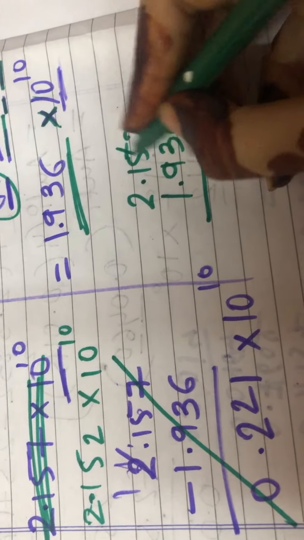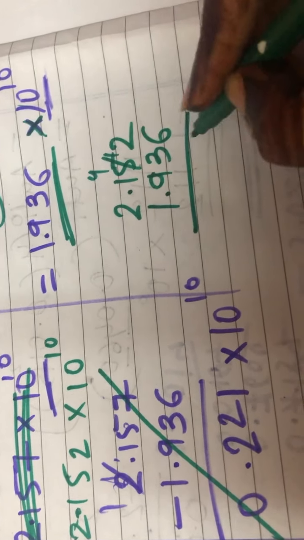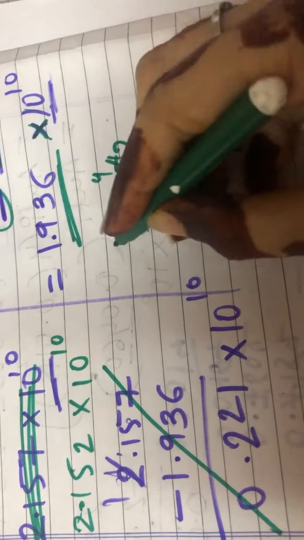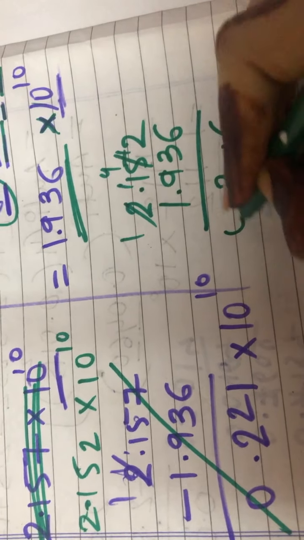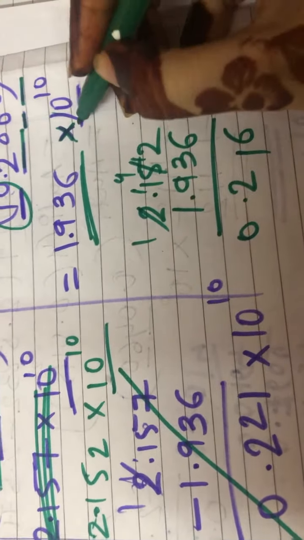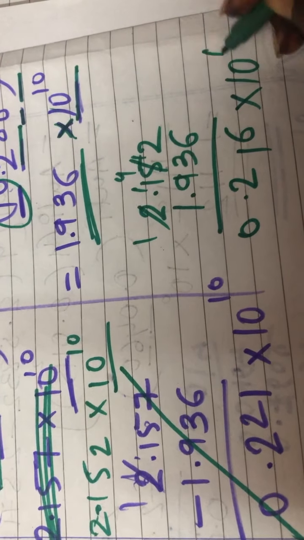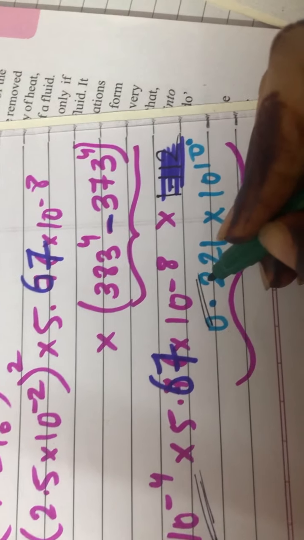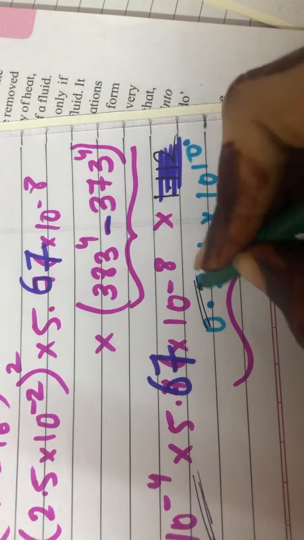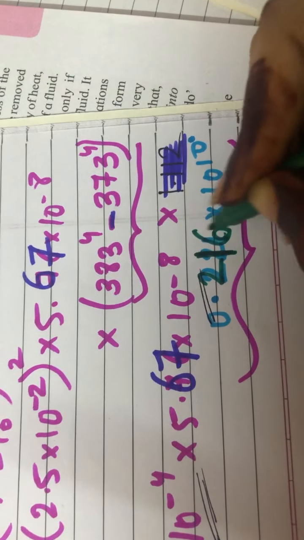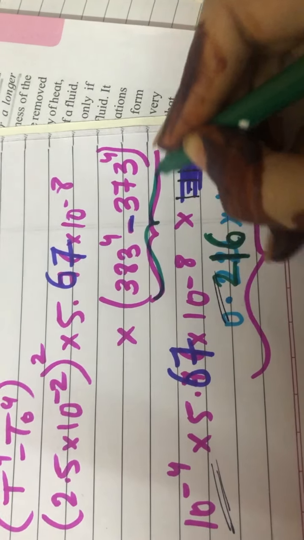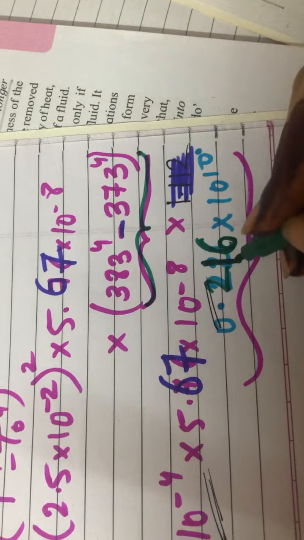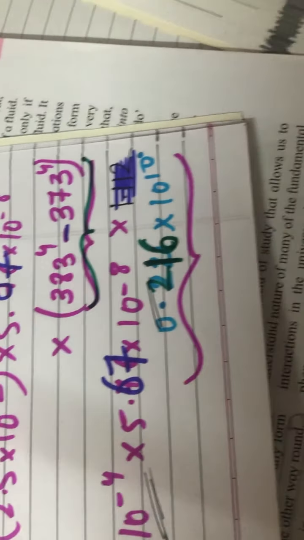Let's subtract. 12 minus 6 is 6, 4 minus 3 is 1, 11 minus 9 is 2, and we have 10 raised to 10 over here and 10 raised to 10 over here, so here it is 10 raised to 10. So we have obtained 0.216 into 10 raised to 10. The calculation of this part is 0.216 into 10 raised to 10.